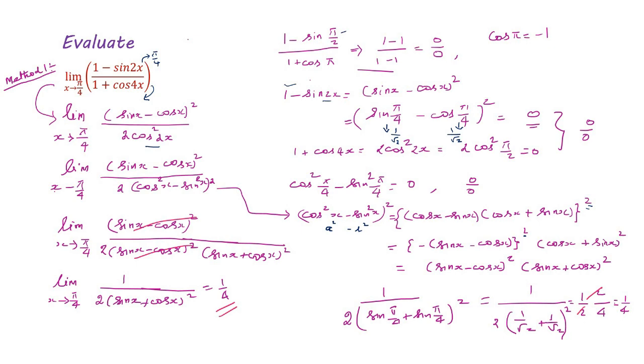Then method 2, we will use what is known as L-Hospital rule or L'Hopital rule. Second method, or method 2, you consider 1 minus sin 2x as f of x, 1 plus cos 4x as g of x. Already we found that when you directly put x as pi by 4 here, you get 0 by 0, which is an indeterminate form.